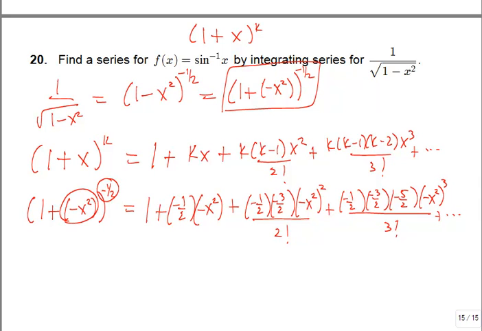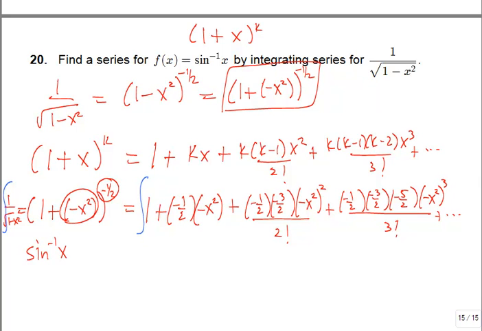Alright, so now we know the power series for 1 over square root of 1 minus x squared, because that's what this really is. This is 1 over square root of 1 minus x squared. So how does that help me get the power series for the inverse sine? Well, 1 over square root of 1 minus x squared is the derivative of the inverse sine function. So if I integrate 1 over the square root of 1 minus x squared, that integral is the inverse sine function. So all I have to do is integrate this power series.